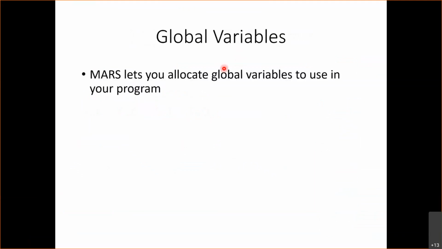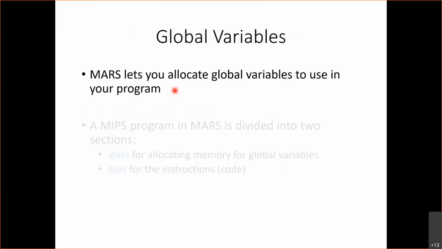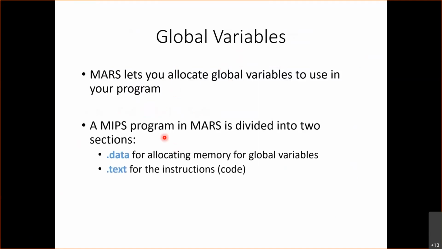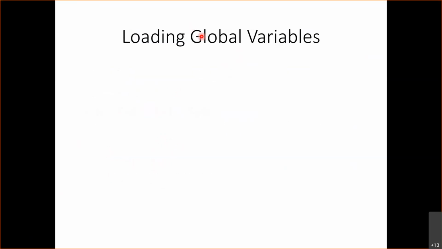MIPS Mars lets you allocate global variables and use them in your program. And the way to do that is as follows. The MIPS program is divided into two parts, the .data and the .text segments. So what you can do is write .data, then allocate global variables, and then write .text, and then write your instructions. Okay. Let's do an example of how we load global variables.